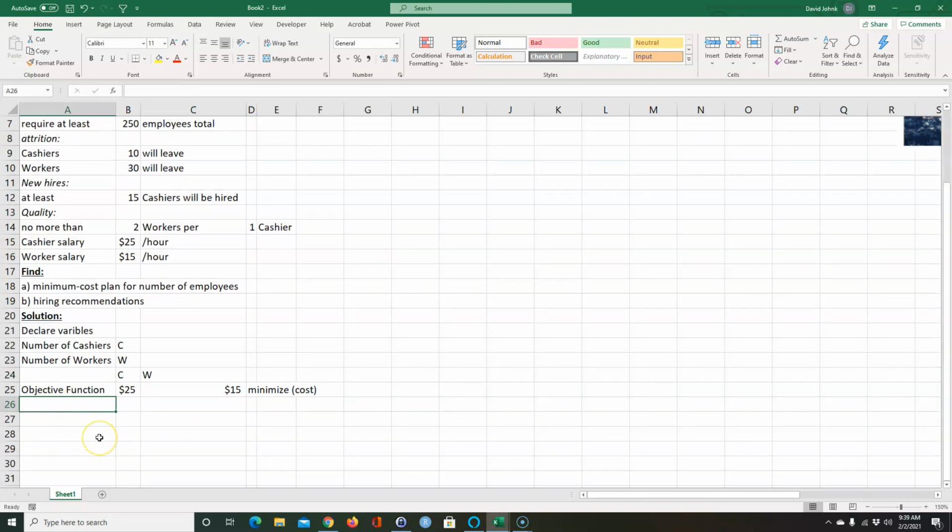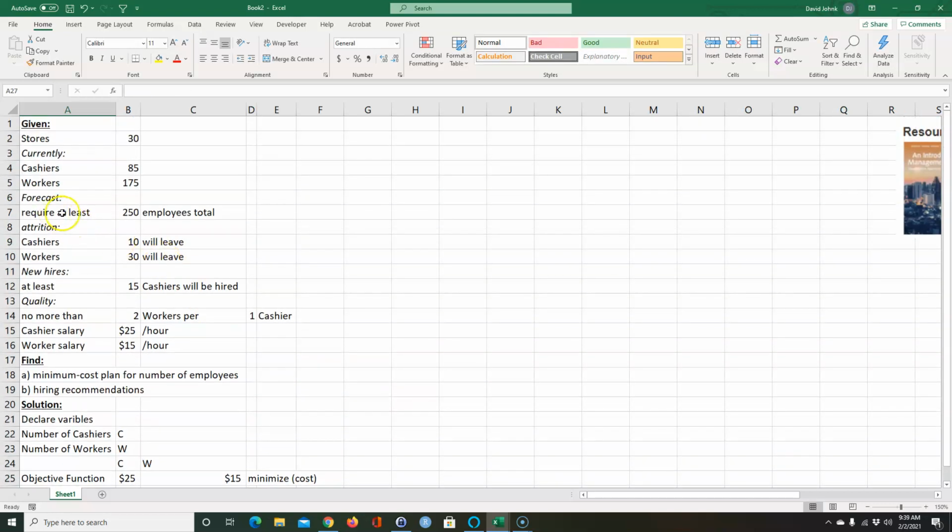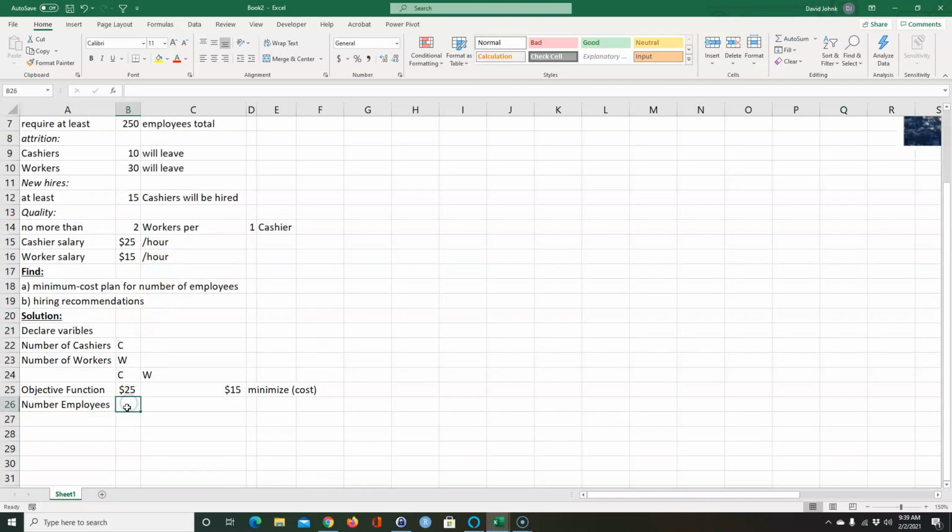All right, so the number of employees is a constraint. So we know from up here they need to have at least 250 employees. So you could say 1 times the number of cashiers plus 1 times the number of workers. Well, that has to be greater than or equal to 250.